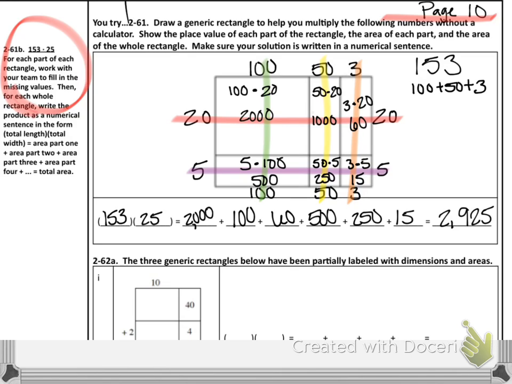I have a mistake. I didn't read it carefully. My 1,000, I only transferred it down as 100. So now I need to re-add. 2,000 plus 1,000 plus 60 plus 500 plus 250 plus 15. 3,825 is the correct solution. Again, be careful when you're transferring things, just like I did. You can easily make a mistake.